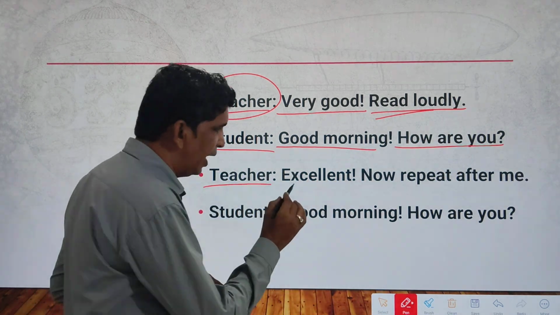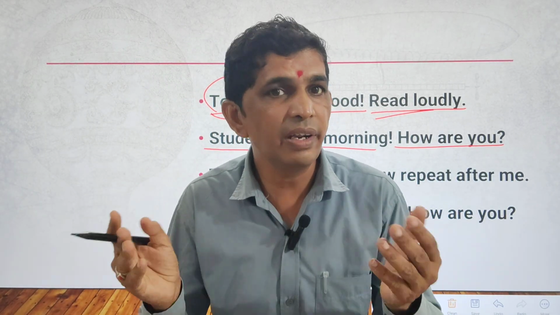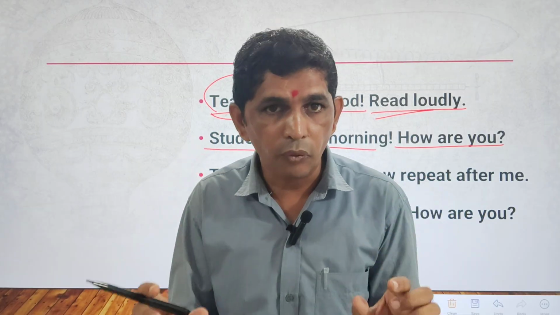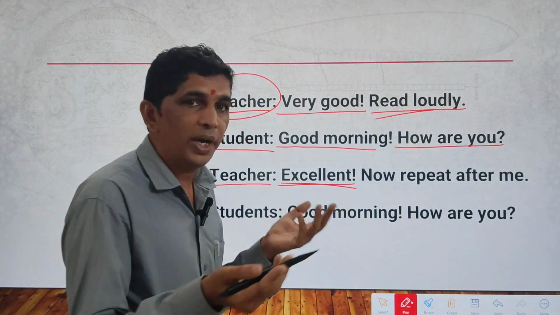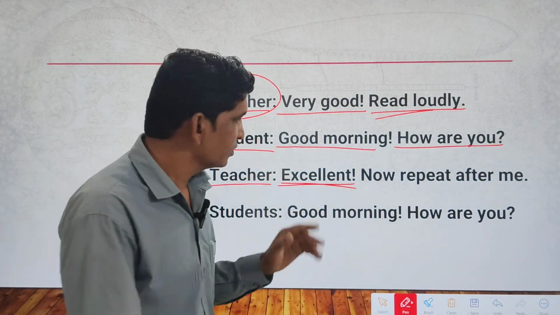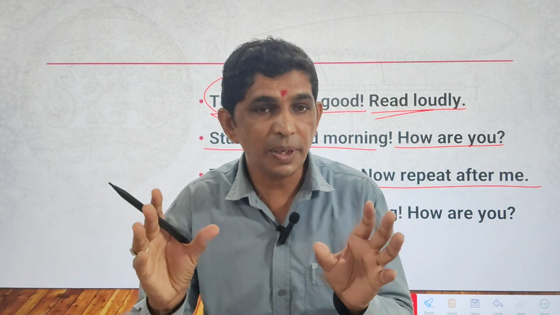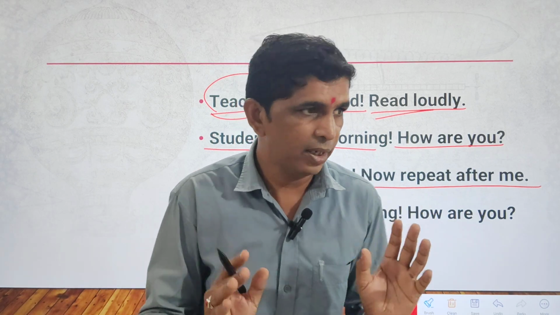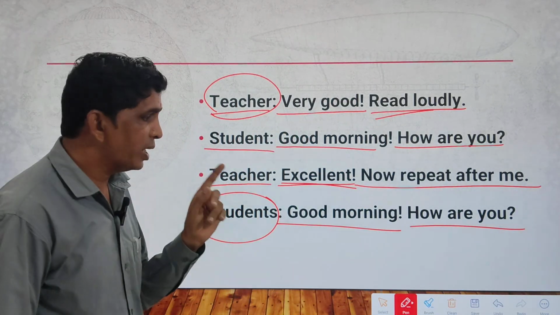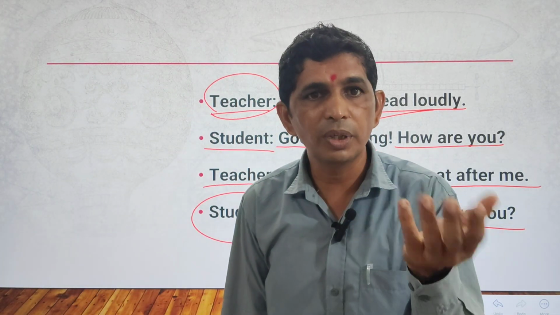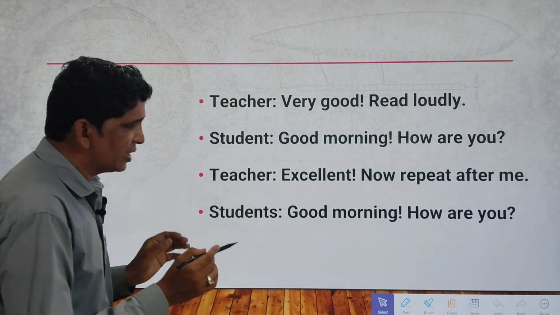The teacher said excellent, and the teacher became very happy to hear that the student is doing very well. The student read the sentences clearly, and the teacher became very glad and said excellent. Now repeat after me. The teacher said, now all the students please repeat after me whatever I am going to speak. And the students said, good morning, how are you? All the students will speak in front of the teacher and say, good morning, how are you? This is the beginning.